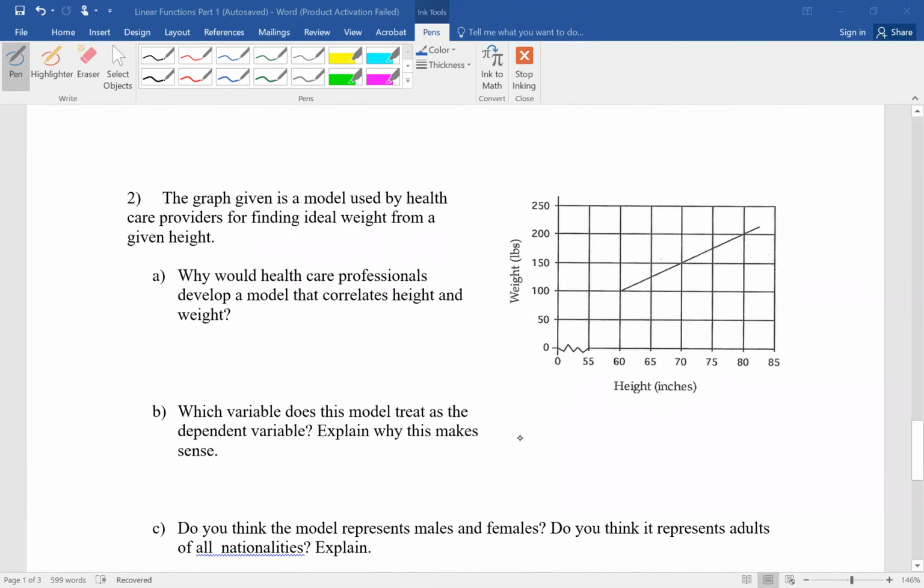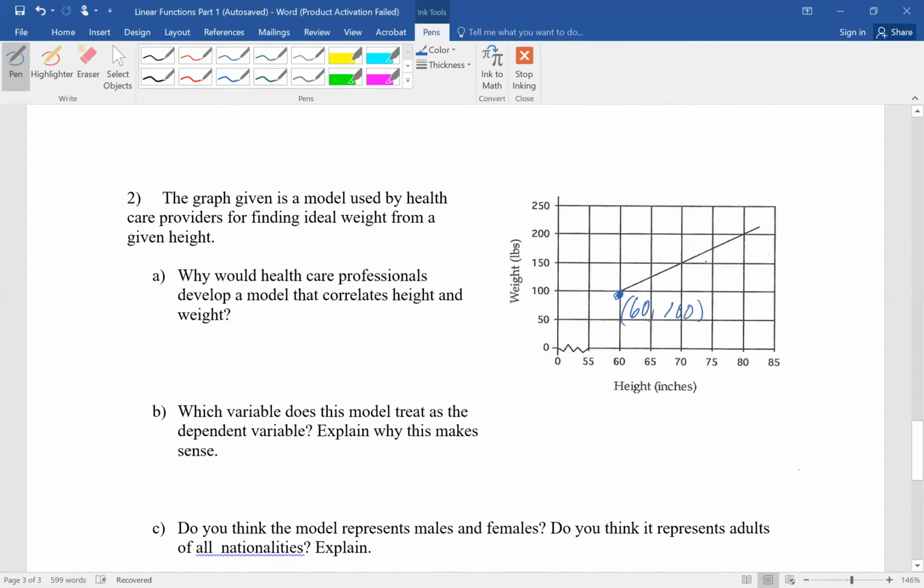There's a model graph, and that's going to be a model used by healthcare providers for finding ideal weight from a given height. So ideal weight from a given height. And notice the graph is labeled. I don't have anything for certain parts of the graph, but it looks like I have spots. And notice it always helps to go through. I have one here at, what's that? That spot is 60 comma 100.